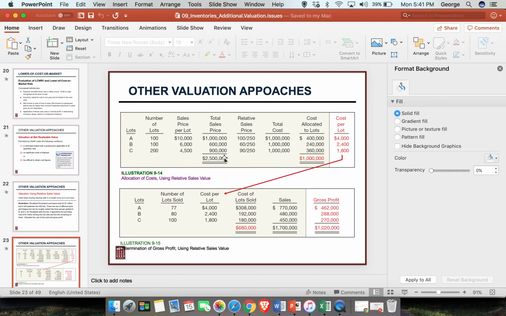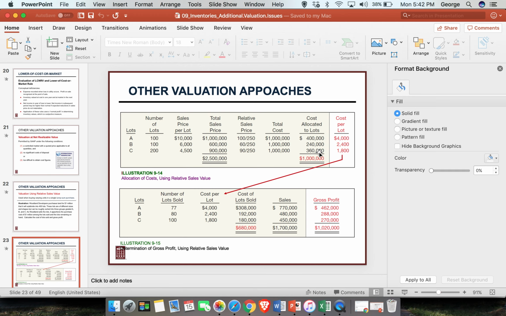Okay, and so that's 240,640. So the other 360, it's 360, and I said 180, but it's 360 because there are 200 lots. So cost allocated to lots is 900 divided by 2.5 million, which is 36%. So 360,000 would be the cost allocated to the lots.